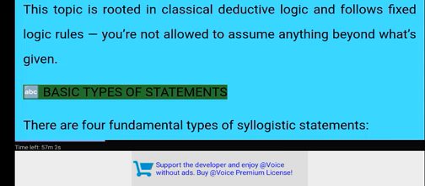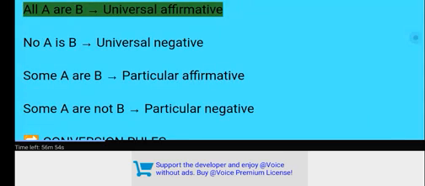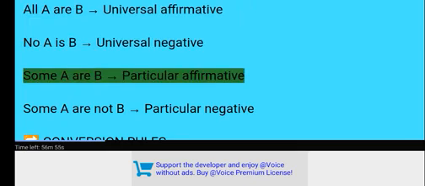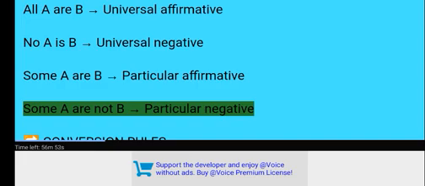Basic types of statements. There are 4 fundamental types of syllogistic statements. All A are B: universal affirmative. No A is B: universal negative. Some A are B: particular affirmative. Some A are not B: particular negative.